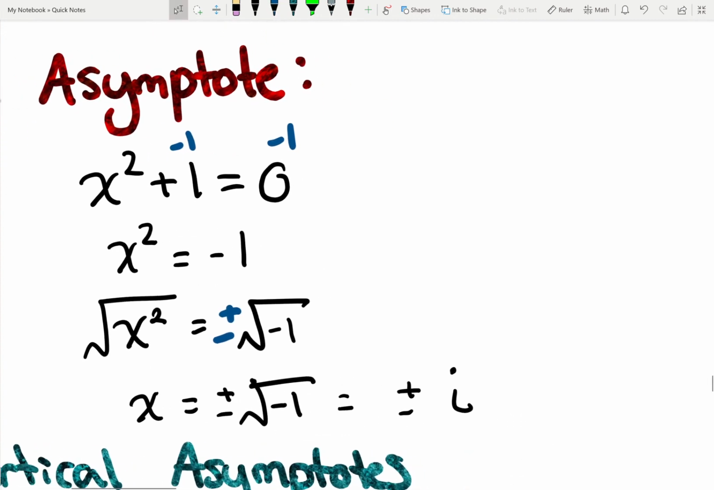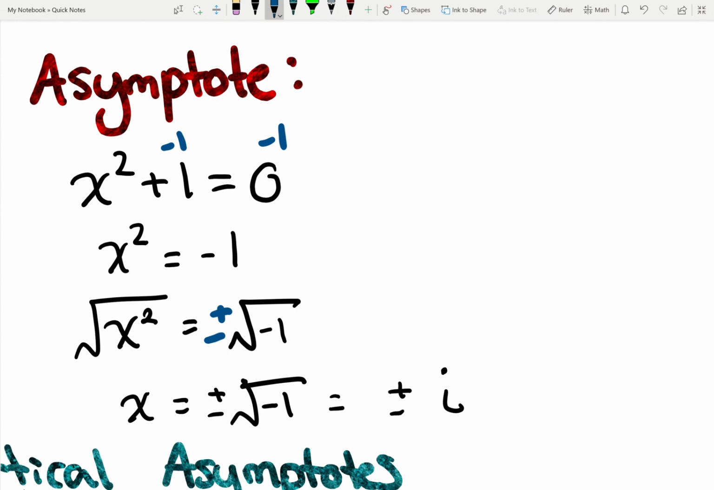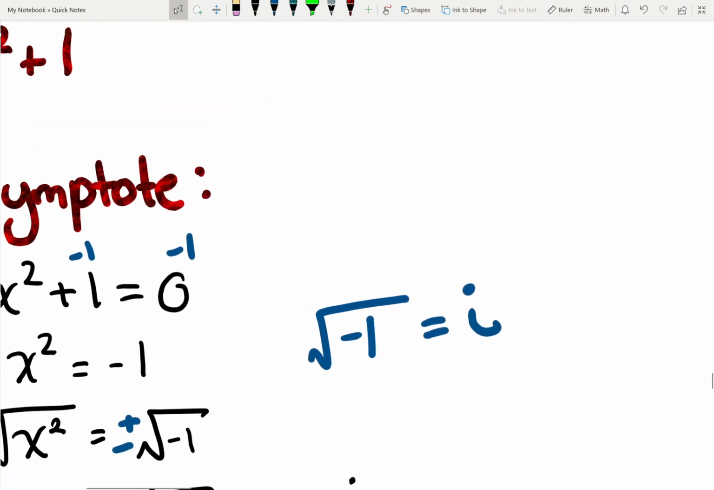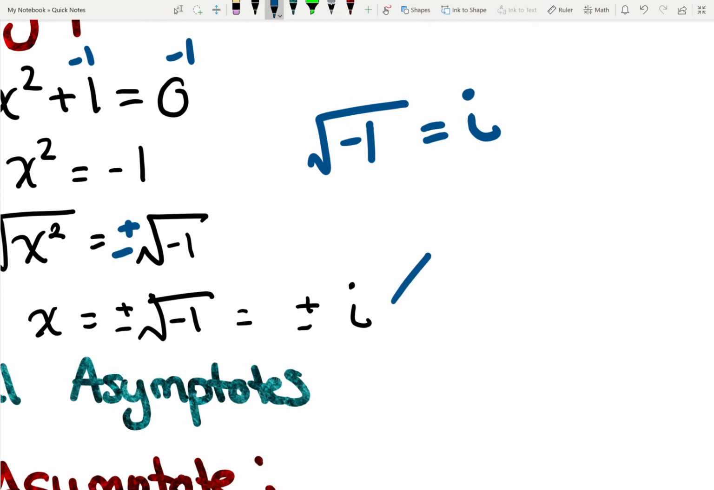But plus or minus the square root of minus 1, do you guys remember that negative 1 square rooted is represented by i, the imaginary number, right? So actually I have plus or minus i. So my vertical asymptote is at plus or minus i. Or actually, maybe I should say it's at plus i and it's at minus i.